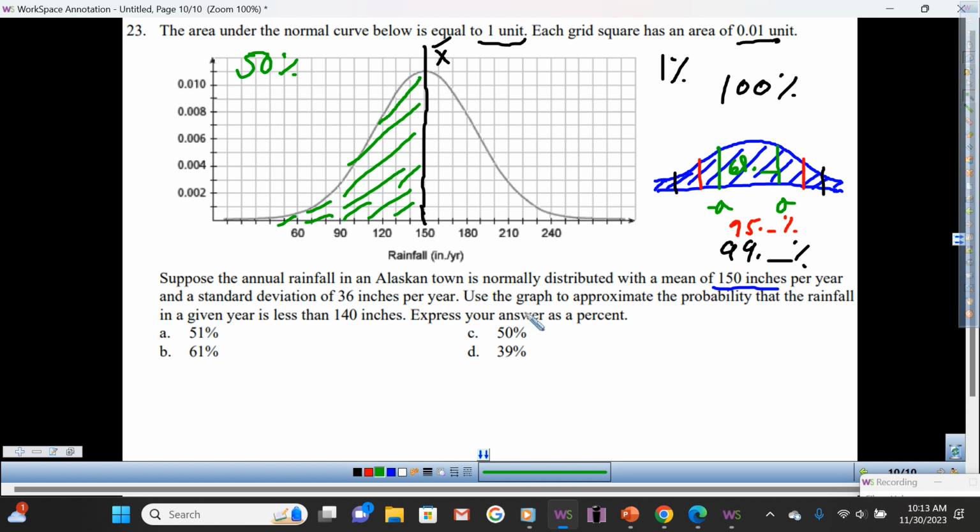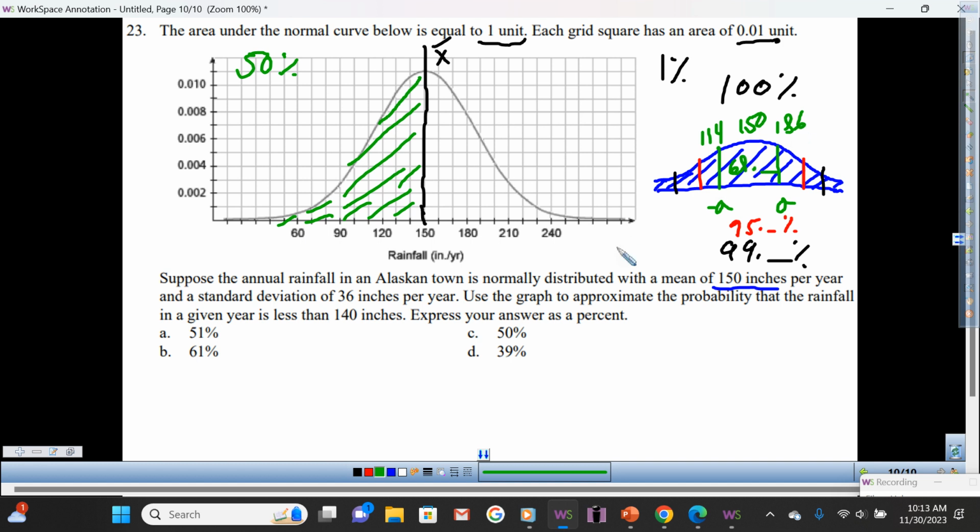However, it says standard deviation of 36 inches per year. So that means if we start here at 150, after one standard deviation, we are at 186 and 114. So the normal range is from 114 to 186.